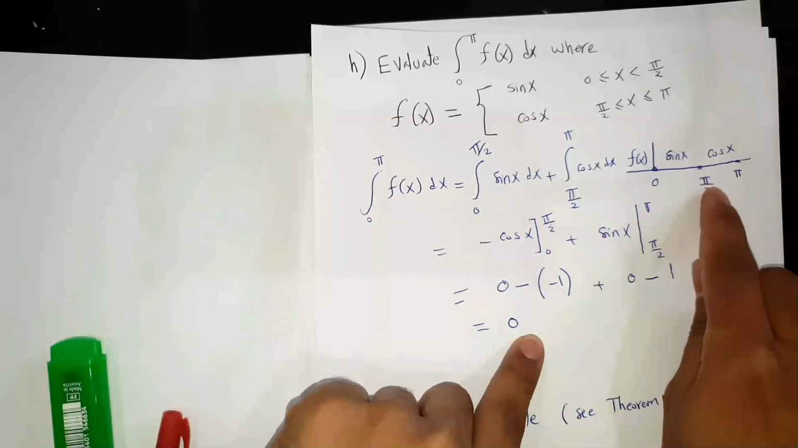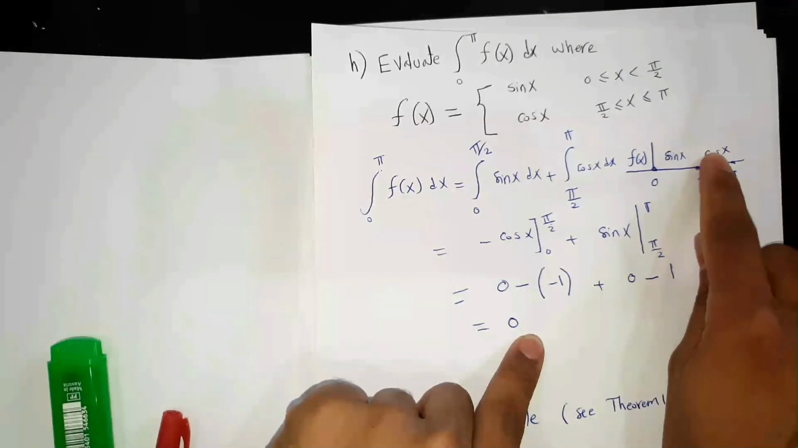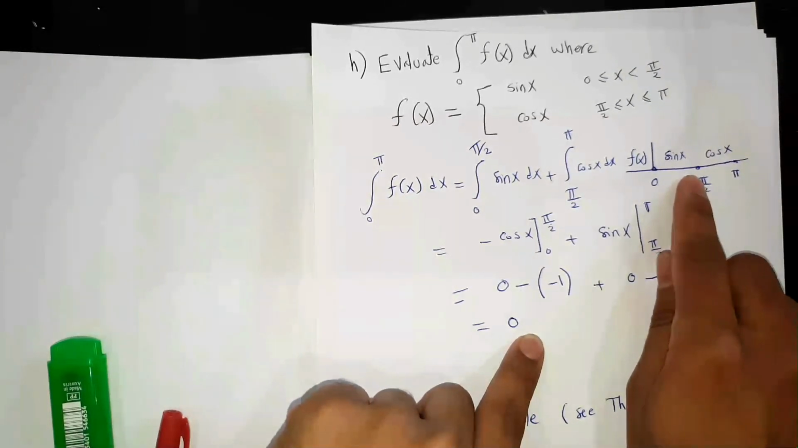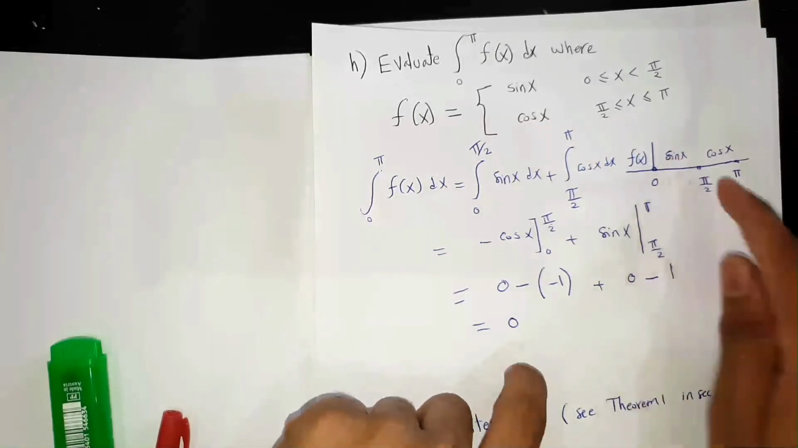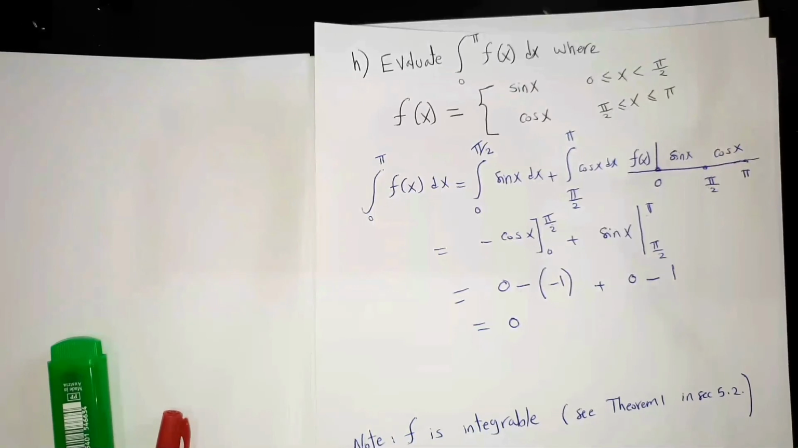Check. What is the limit when x goes to pi over 2 from the right? It will be cosine pi over 2, that is 0. If you evaluate the limit when x goes to pi over 2 from the left, it will be sine pi over 2, which is 1. So the limit from the right is not equal to the limit from the left. That means we have a jump discontinuity.